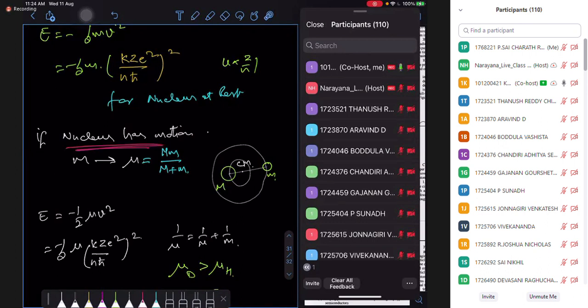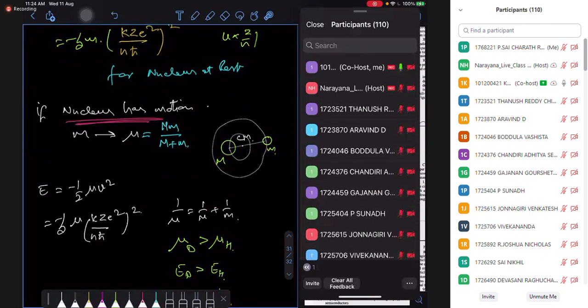If the nucleus has motion, then for deuterium and hydrogen the Z value is the same, but mu is different. So energy depends on mu for isotopes. If you have isotopes, the energy depends upon the value of mu, right? Energy depends upon the value of mu.